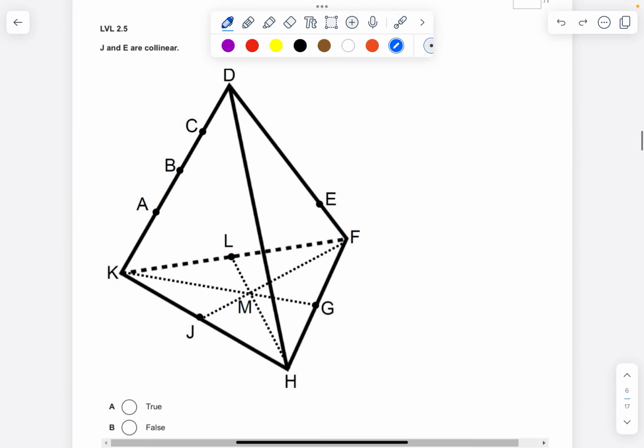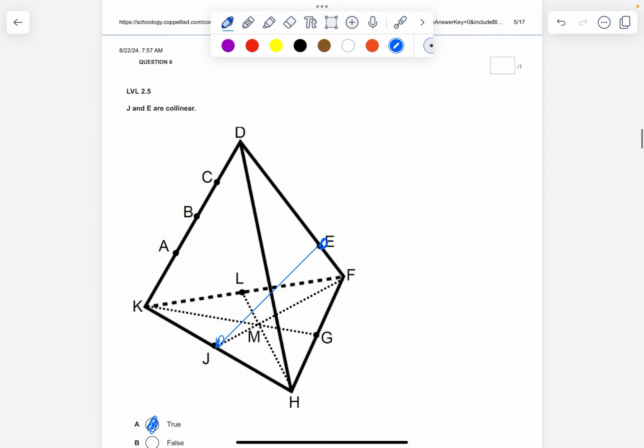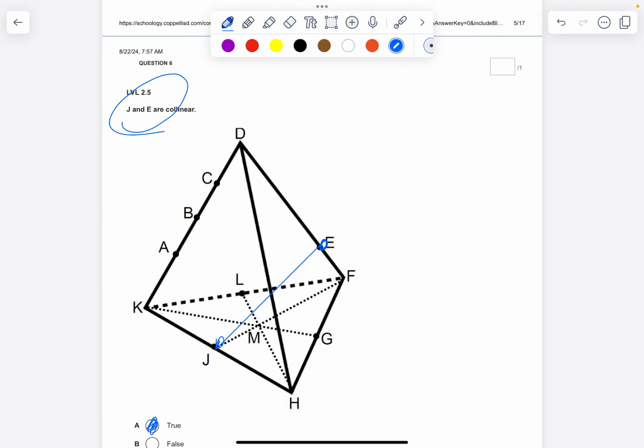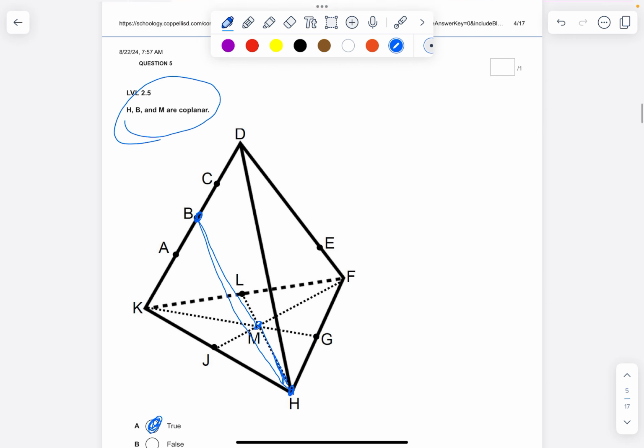J and E are collinear. True. I don't need a picture. But just for giggles, here's E, here's J, and here we go. I can draw a line from J to E. Guys, to be non-collinear, I would need at least a third point, right? 2 points are always collinear. 3 points are always coplanar. To be non-coplanar, you need at least a fourth point.